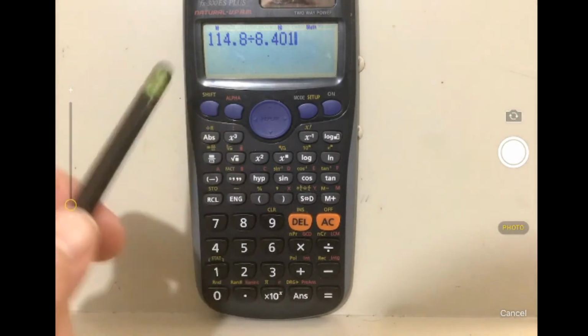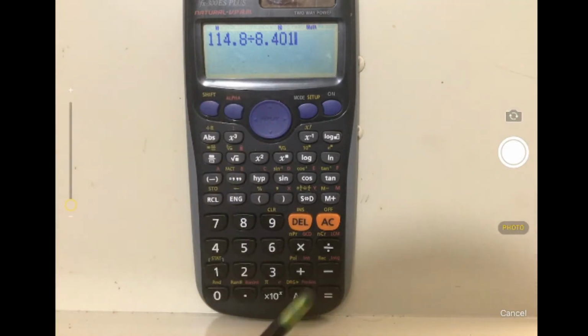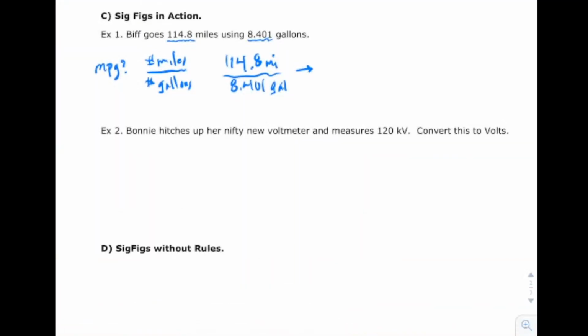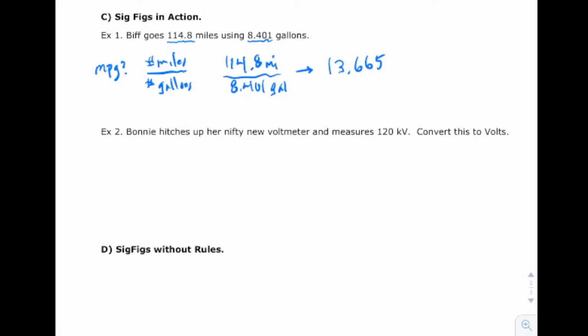So you do this nice little innocent calculation on your calculator, and then you hit equals to see what you get. And how often have you seen this happen, right? The calculator says it's 13.66503988 miles per gallon. Now, if you put that answer down and you circle that, you're going to lose points.